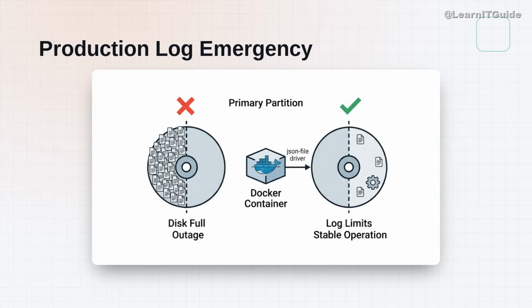Think about this production scenario. A streaming platform serving 500,000 concurrent viewers had their entire cluster go offline. The root cause was simply that their logs were not rotated. Once they implemented the configuration limits I just showed you, the storage pressure vanished. This is a simple fix that every DevOps engineer should implement before putting a container into production.